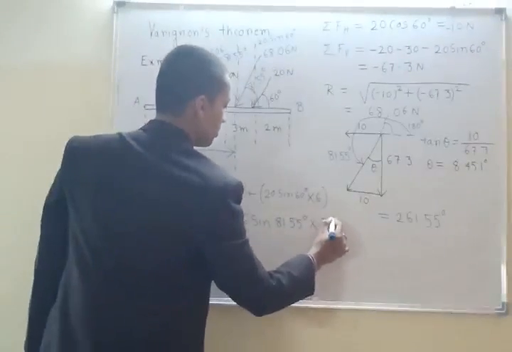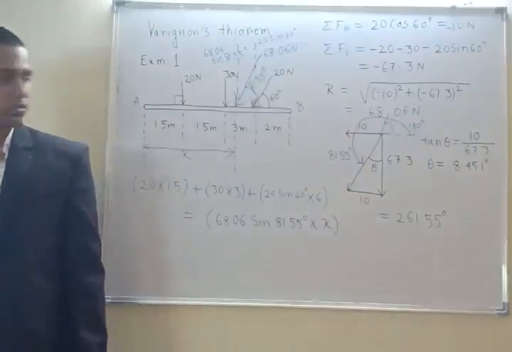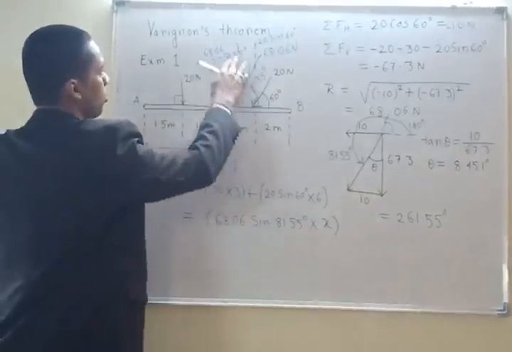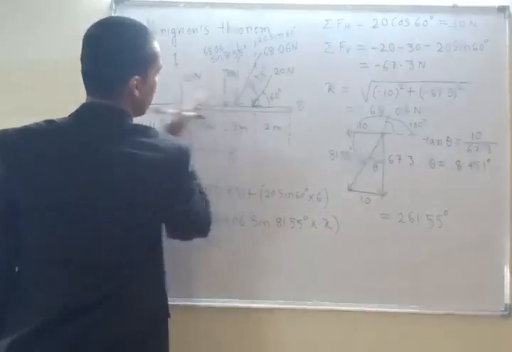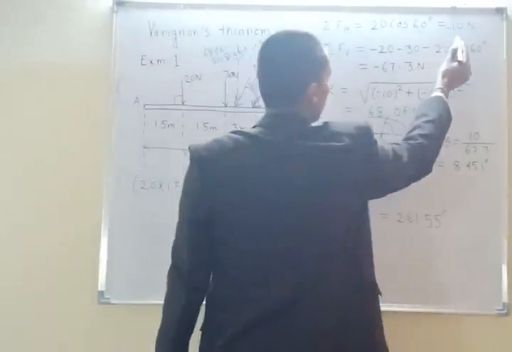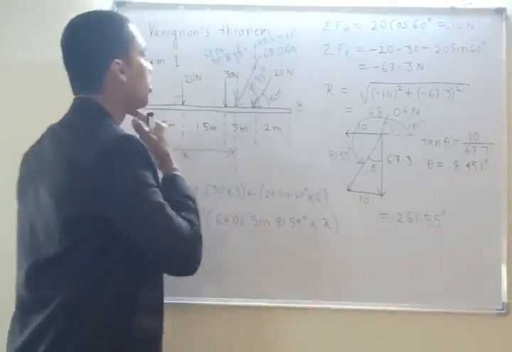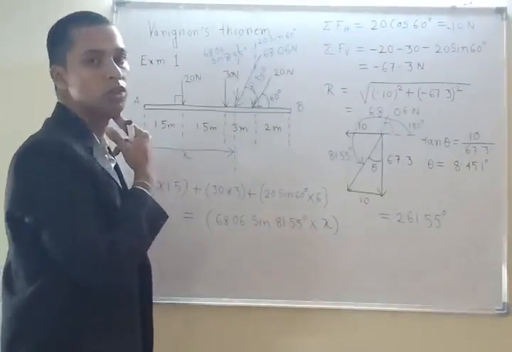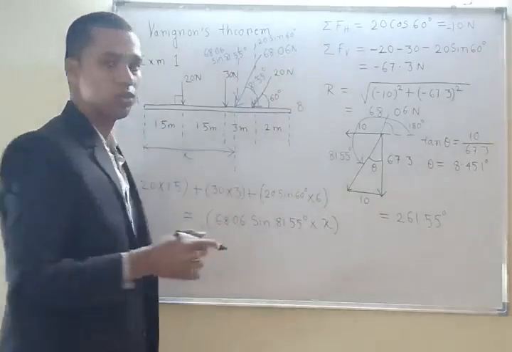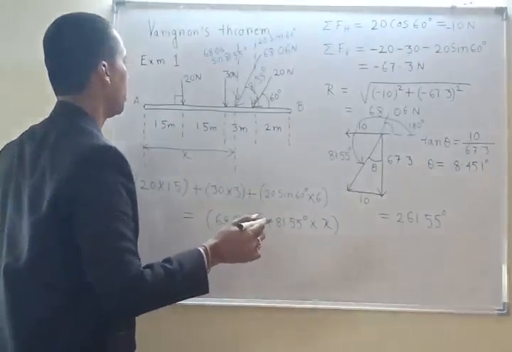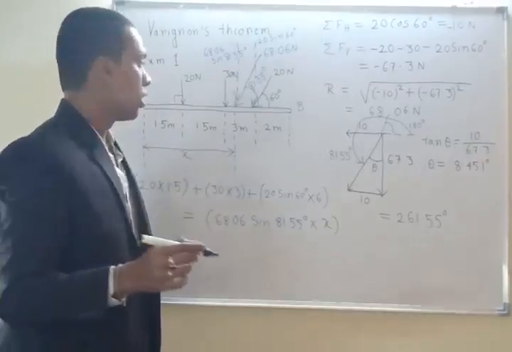Distance is x. Okay, now you can calculate this one. See, the other component of the forces: the 20 has another component in this direction, horizontally. So this is 10. The 10 is acting like this, but it is meeting at A. It means it has no perpendicular distance from A. And also the cos component of 68.06 Newton doesn't have any distance from A. So the moment is there, the force is there.